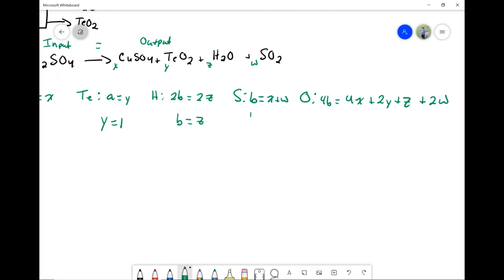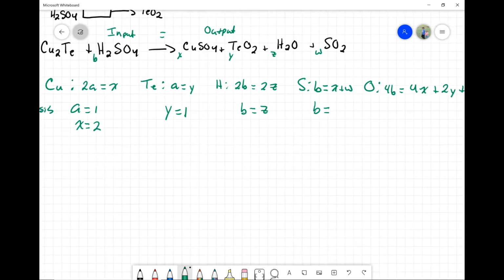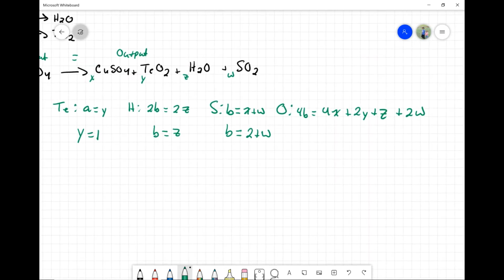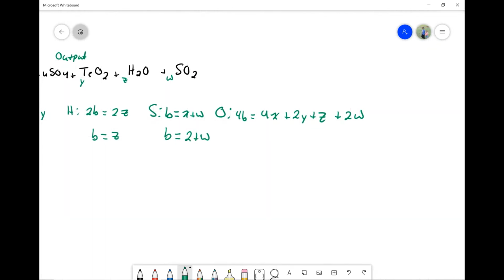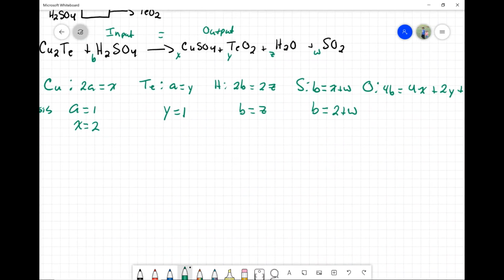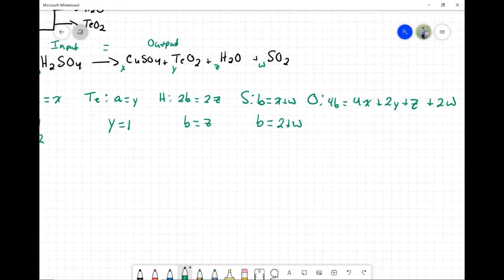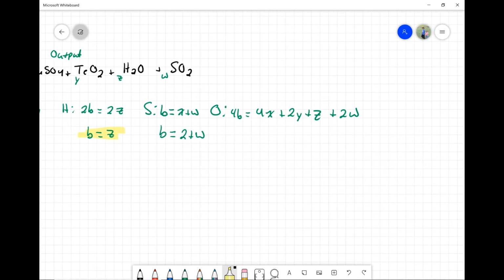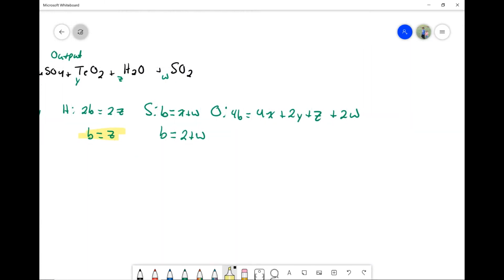So b equals x plus w, so 2 plus w. And so we might want to stop there. 4b equals 4x plus 2y plus z plus 2w. So we have a lot of coefficients here, but we've solved for many. And we already know that b equals z here. And so we can kind of fix this. So we can rewrite this. We can substitute b for z.